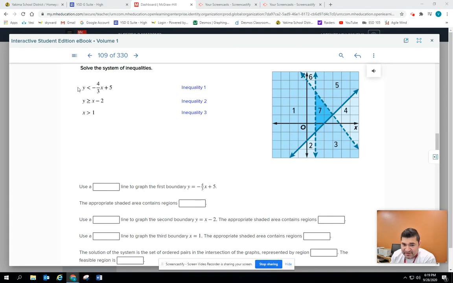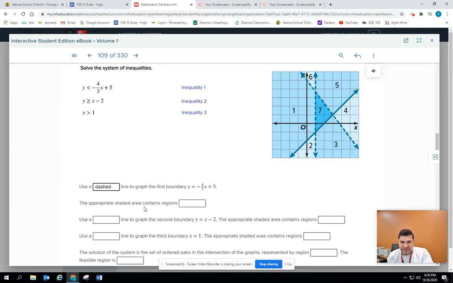Since we just graphed this line, this is going to be either dashed or solid. And because we do not have an equal sign, this should be dashed. So we're going to write dashed. I'm not liking the way the book phrased this, because this right here would be a solid line. But we are graphing this line, so it will be dashed.